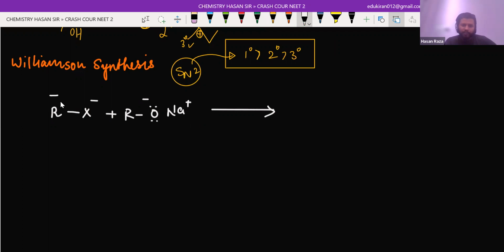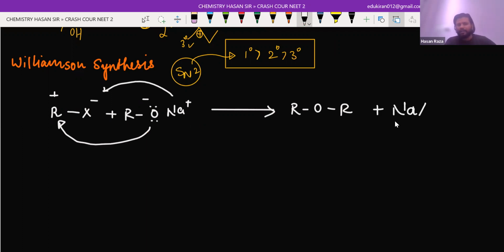So what you need to do is just replace this. This will have negative, this will have positive. So you can see this negative will go with this R, and you will be getting ROR, and this positive with this negative gives a salt, that is NaX. Are you getting my point?